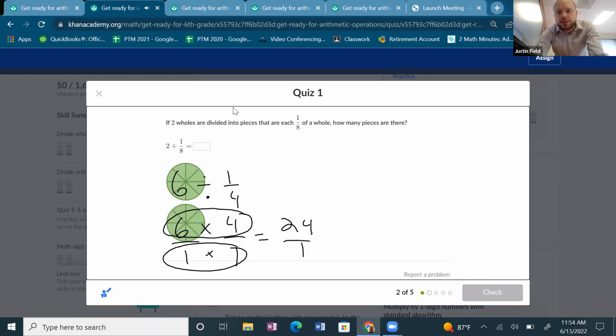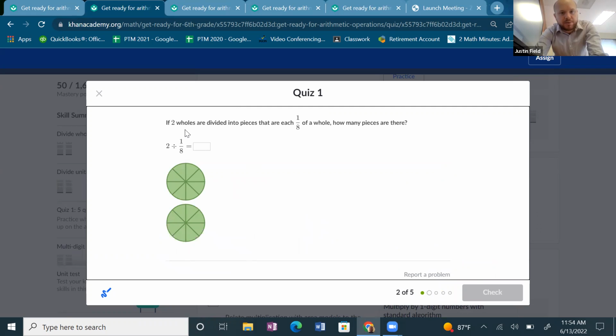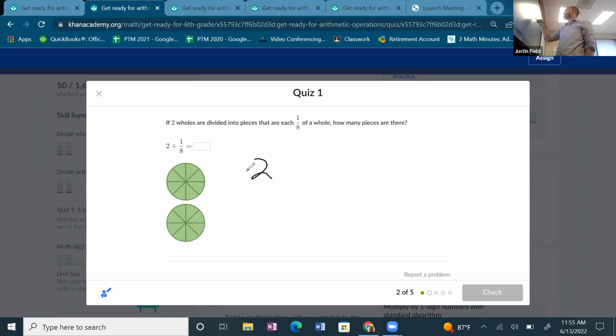Now, if I get a similar question, then I'm just going to skip it. This one is a similar question, except we have a picture. So how many pieces are there? Let's do the math. 2 wholes are divided into eighths, so it's 2 times 8/1, 16. Did we have to actually do the counting?